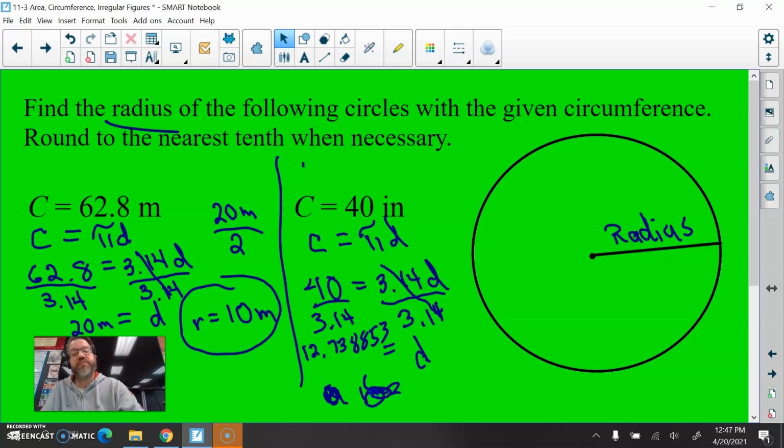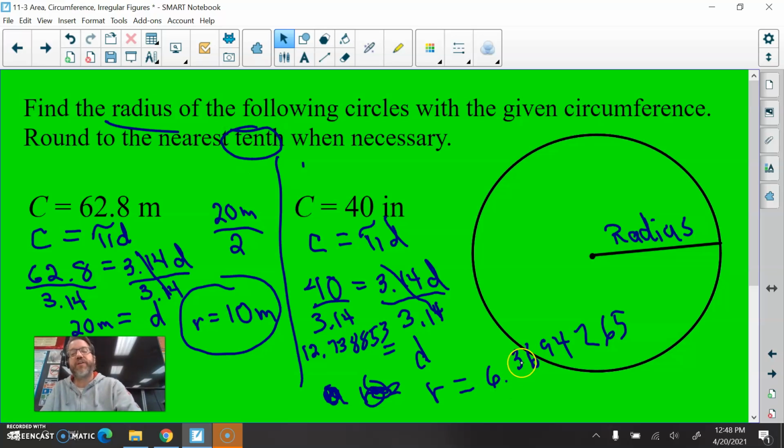So the radius, I already have 12.738853 in my calculator. See that? So I'm just going to divide that by 2. Divide by 2 equals, and I get 6.3694. There are a bunch more digits. I really don't need to write them down. 265. Because I'm going to round to the nearest tenth here.